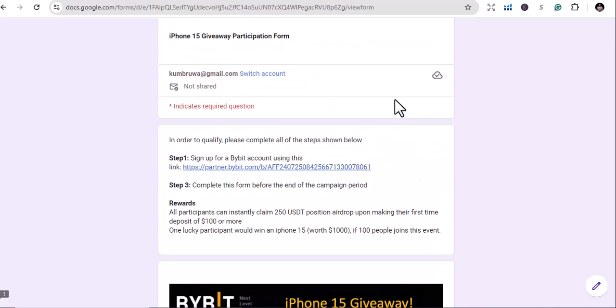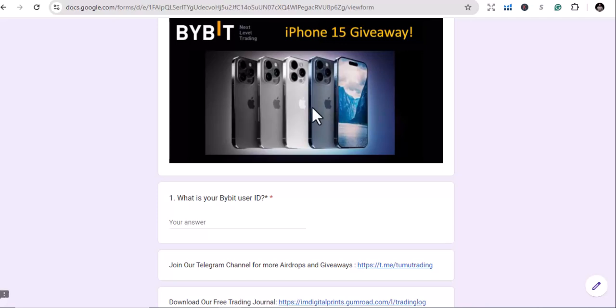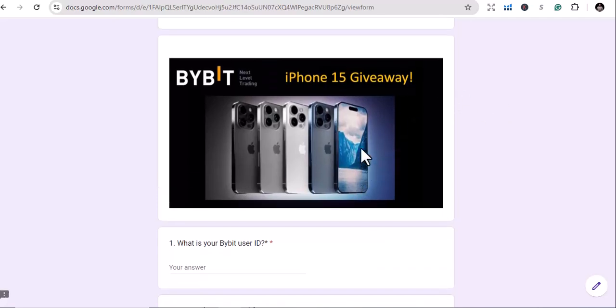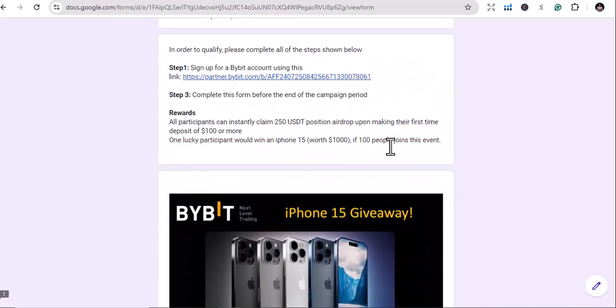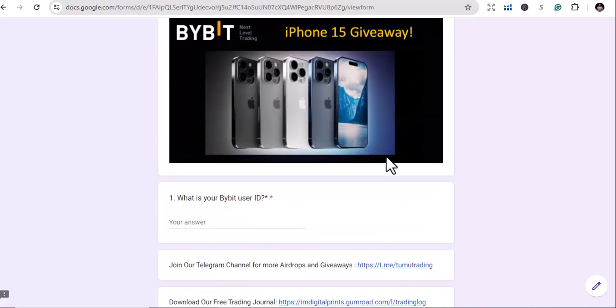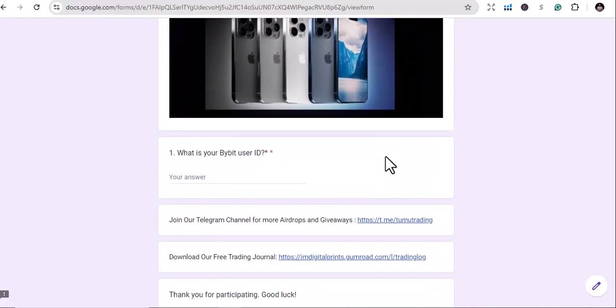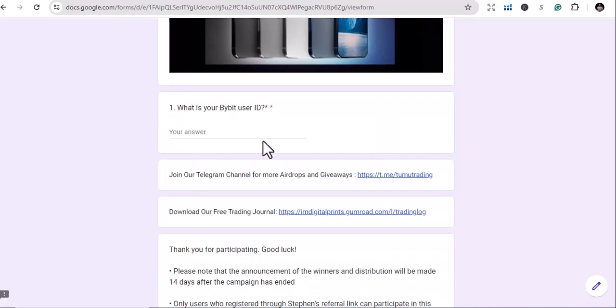But then to qualify to win this iPhone 15 giveaway, you need to deposit 100 US dollars. This is not a scheme where you deposit and they will take it. No. Once you deposit, you can use it to trade. You can use it to learn how to do crypto trading, and you can even buy some coins. Maybe Bitcoin, Ethereum, whatever it is.